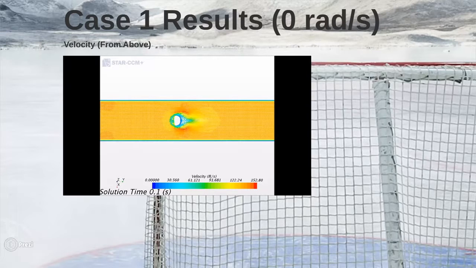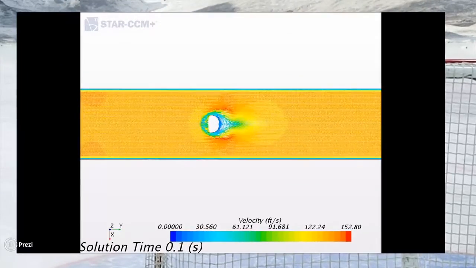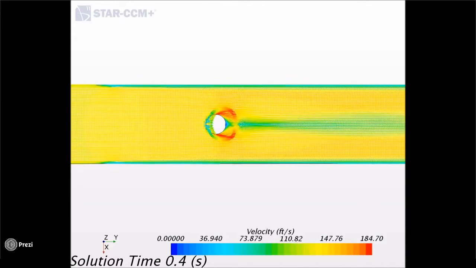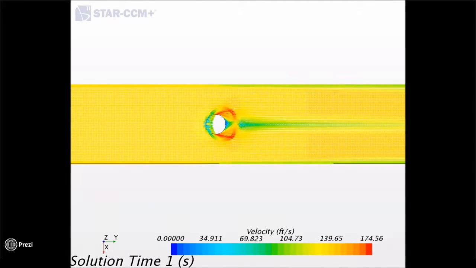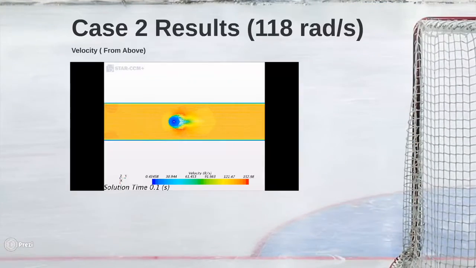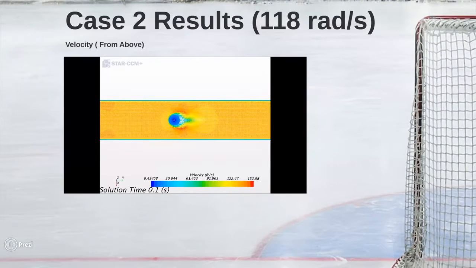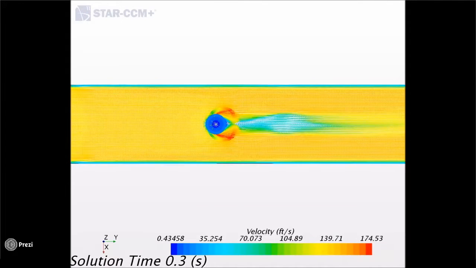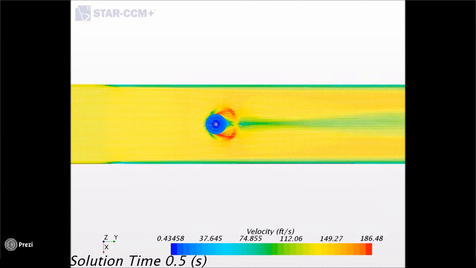Now the case 1 results where 0 rotation is present can be seen here, and this is a view from above the puck. As you can see, the velocity wake behind the puck is almost directly in the middle of the puck, behind it. Going further to case 2, where rotational velocity is added at 118 radians per second, or 15 feet per second at the radius, can be seen. Now this one is almost identical, although there is a slight shift upward from the view of that wake behind the puck.